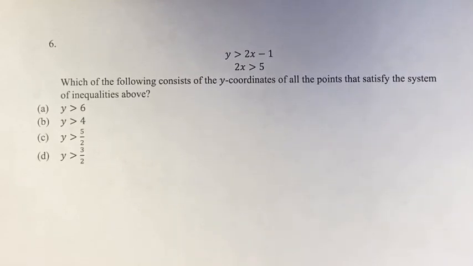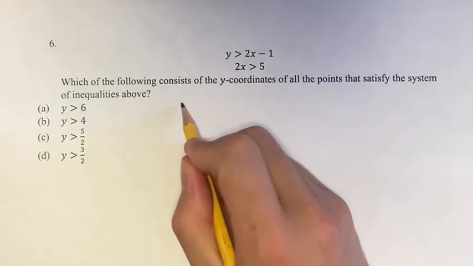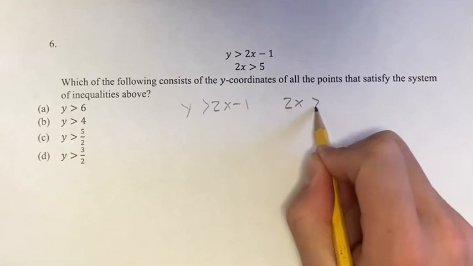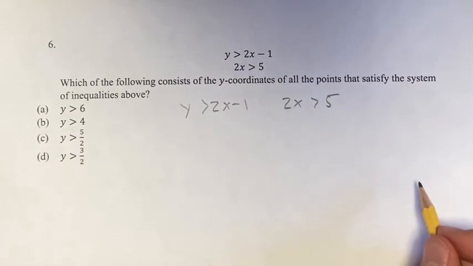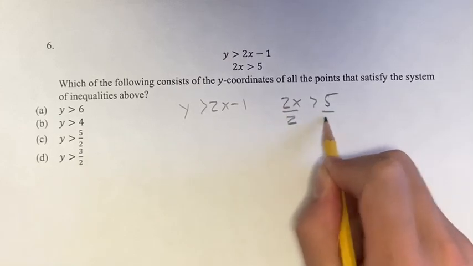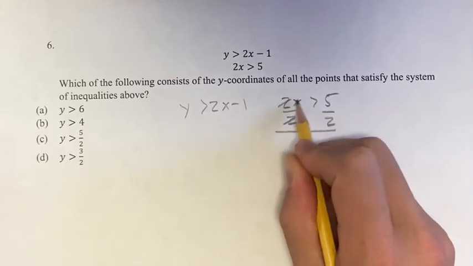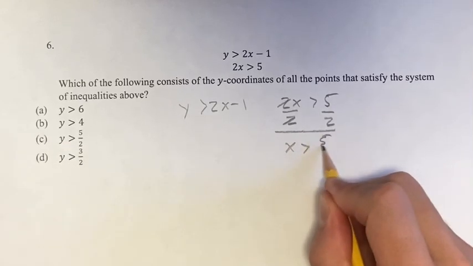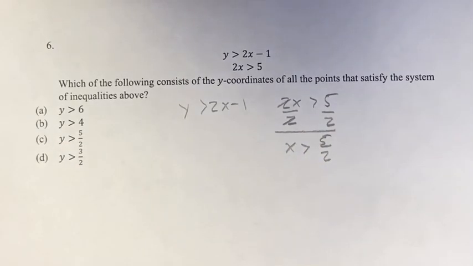In this problem, we have the system of inequalities: y is greater than 2x minus 1, and 2x is greater than 5. The first thing we're going to do is take this inequality and solve for x. If we divide both sides by 2, these 2's cancel. We have x is greater than 5 halves, and we can just leave it like that.